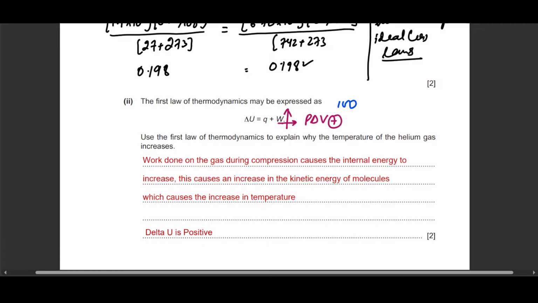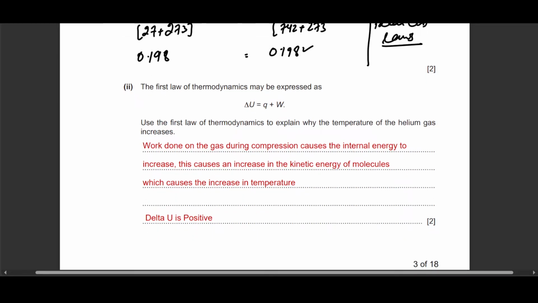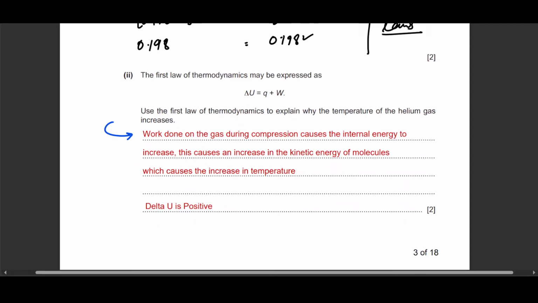Okay. So some of it is going to be added into one factor, some of it is going to be added into another factor. So we have explained this over here as work done during the compression causes the internal energy to increase. This is your final conclusion. This is your final answer, right?